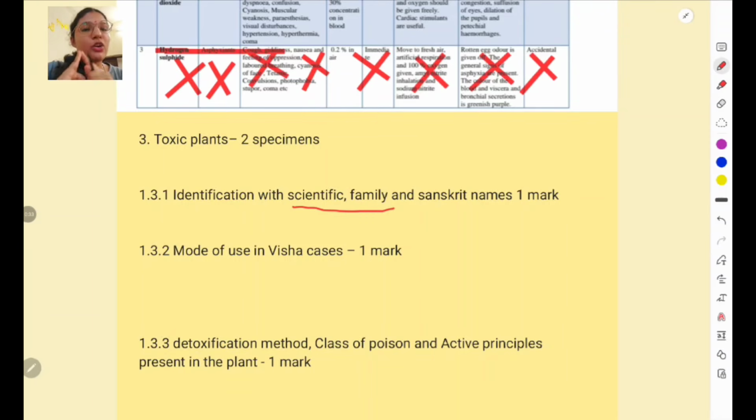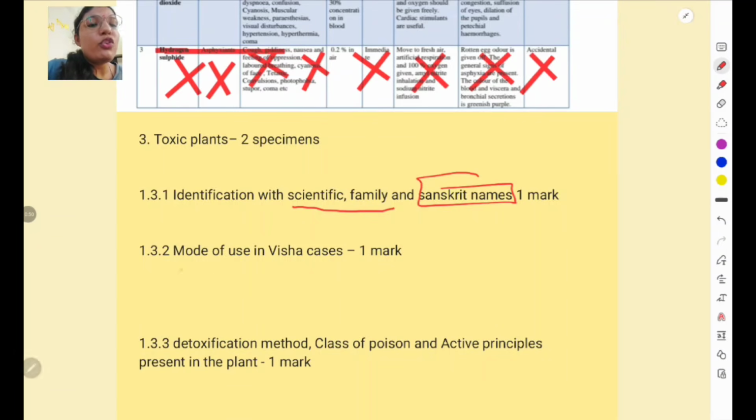You have to write the botanical name, then the family, and the Sanskrit name of that particular plant. For example, if Vatsanabha comes, then you have to write its botanical name, its family, Ranunculaceae, and its Sanskrit name, Vatsanabha.